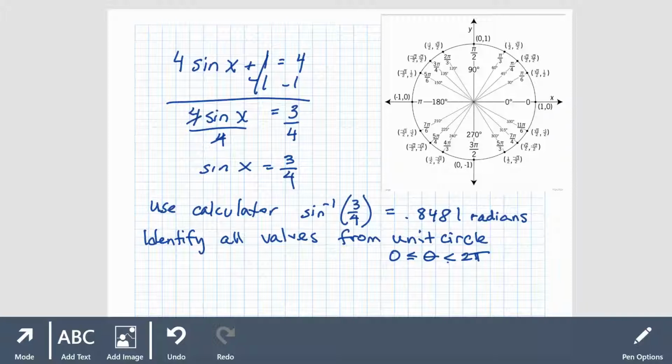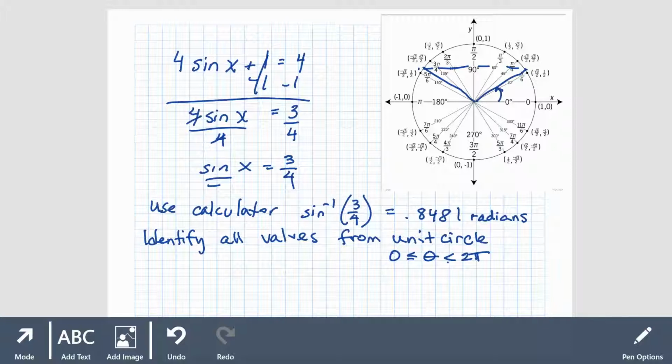So if we think here, 0.8481 radians is somewhere here in the first quadrant, so we'll just kind of throw this in here. And what we're looking for is something that has the same sign. So we're going to have to use some of our unit circle symmetry. The sine, of course, is the y-coordinate, so we want something with the same sine value. So I'm going to need something over here in this quadrant. So how we figure out, this is where you use that butterfly.